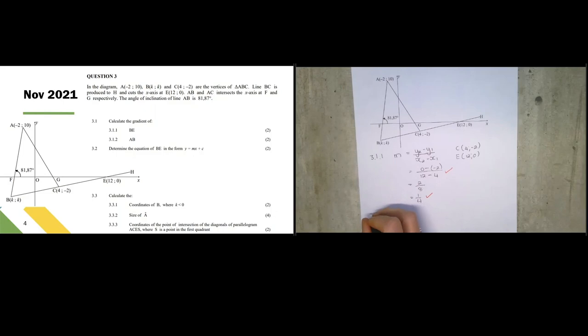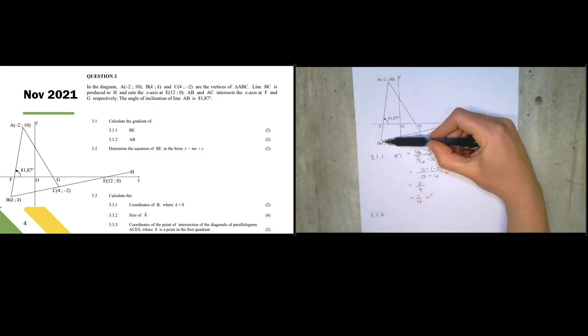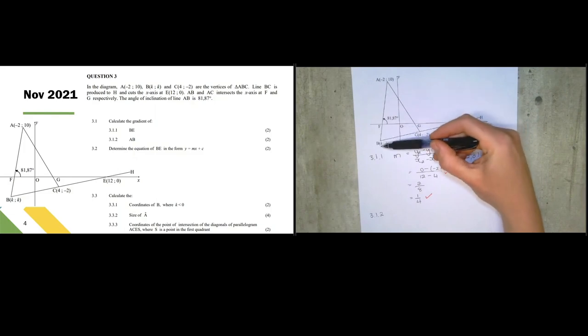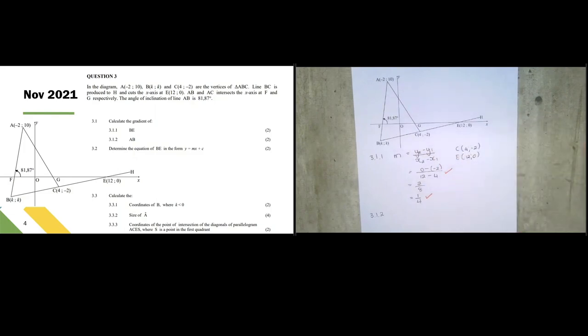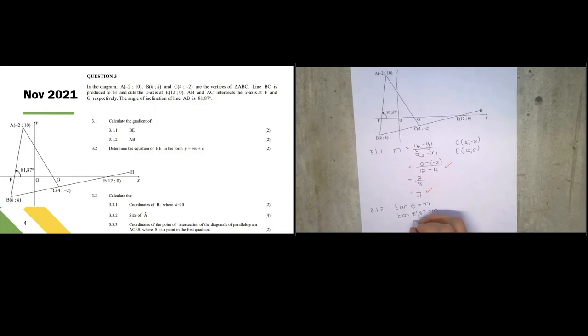Question 3.1.2. Calculate the gradient of line AB. So now I'm going to go look at line AB. I have coordinate A. I do not have coordinate B. There's no other coordinate on the graph, on that line specifically. But I do have the inclination angle. So I'm going to use my inclination angle formula. So tan of theta will be equal to my gradient. I have my inclination angle, so tan of 81.87 will give me my gradient. On your calculator, you're going to press tan of 81.87, and I get my gradient is 7. So the gradient of line AB is equal to 7. Once again, 2 marks: a mark for the substitution and a mark for the answer.